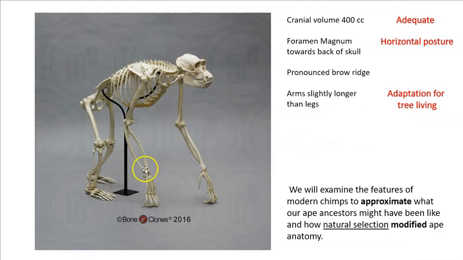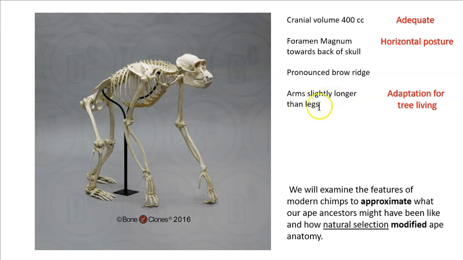All right, here's the skeleton of a chimp. And again, we're going to use the chimp as an approximation of what the common ancestral ape species looked like in the forest some 6-7 million years ago. We have a cranial volume of 400 cc's. Well, it was adequate for forest life. The foramen magnum is the opening in the skull where the spinal cord goes into the skull. It's towards the back of the skull, and that makes sense for a creature that has a horizontal posture. Pronounced brow ridge, we're going to be losing that, as well as the pronounced face here.